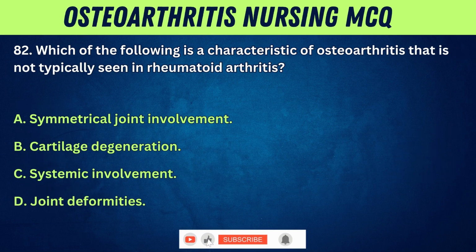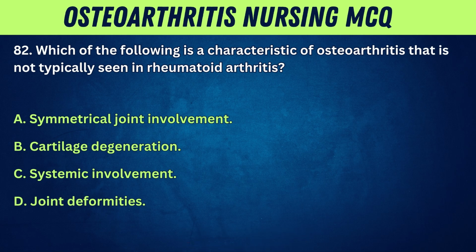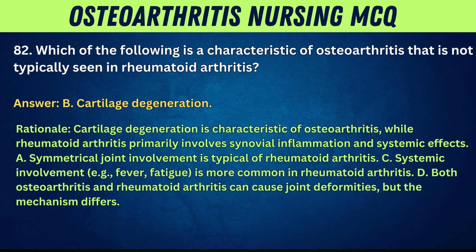82. Which of the following is a characteristic of osteoarthritis that is not typically seen in rheumatoid arthritis? A. Symmetrical joint involvement. B. Cartilage degeneration. C. Systemic involvement. D. Joint deformities. Answer: B. Cartilage degeneration. Rationale: cartilage degeneration is characteristic of osteoarthritis, while rheumatoid arthritis primarily involves synovial inflammation and systemic effects.